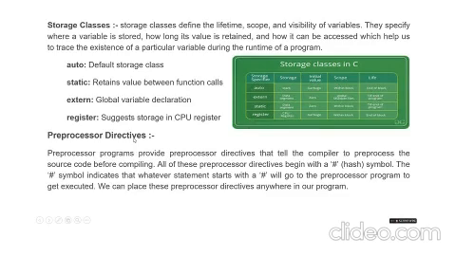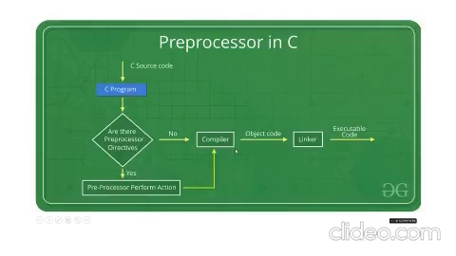And coming to the preprocessor directives. Preprocessor directives tell the compiler to preprocess the source code before compiling. All of these preprocessor directives begin with a hash symbol. Here we have mentioned them. The hash symbol indicates that whatever statement starts with a hash symbol will go to the preprocessor program to be executed. Preprocessing, like this it will execute the code.